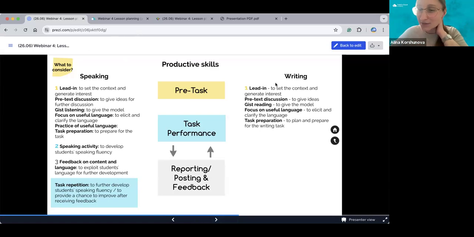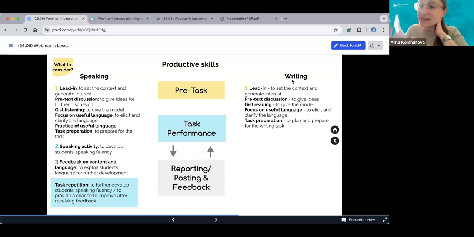Product writing and process writing. Any reaction if you've heard about that? I do recommend that you read about the difference between product and process writing approaches and what is different in terms of planning these types of lessons.